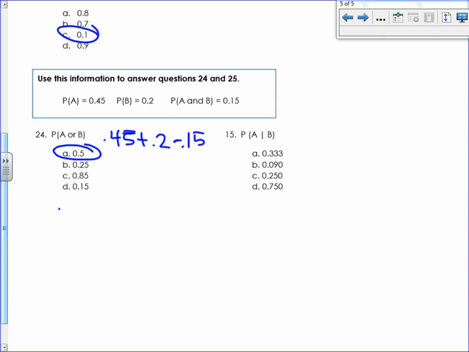No, you guys moved it over. 24 is 24, that one is 25. Okay, be careful. Okay, so if you have the other version, Zachi was saying that the questions were switched. So this is your 25. Good call, good catch. And then on the other test, the probability of A given B. Okay, what goes on top? A and B goes on top. What goes on the bottom? B. All right, so 0.15 divided by 0.2 is 0.75. All right. And if you have the other test, the answer is C. Okay?